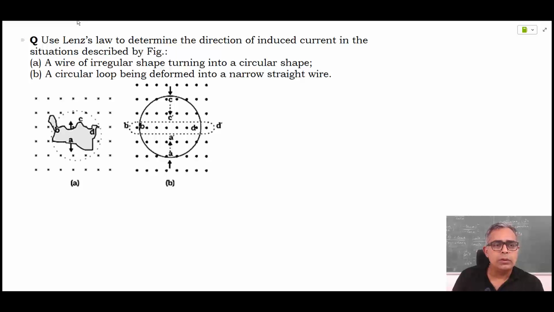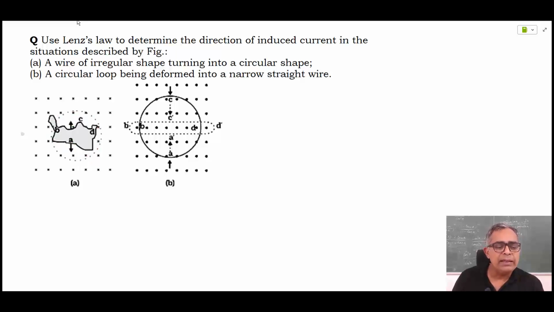Now in this question, again we have to use Lenz's law to determine the direction of the induced current in the situations described by these two figures. In figure A, we have an irregular shape loop and we have to turn it into a circular shape. How are we turning it into a circular shape? By stretching it out, and it is going to take this circular shape.